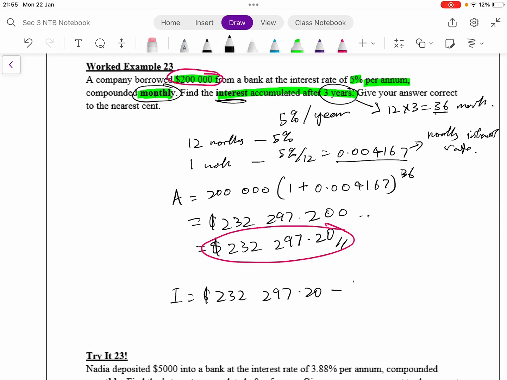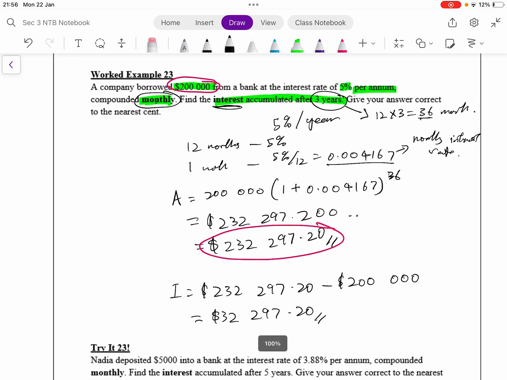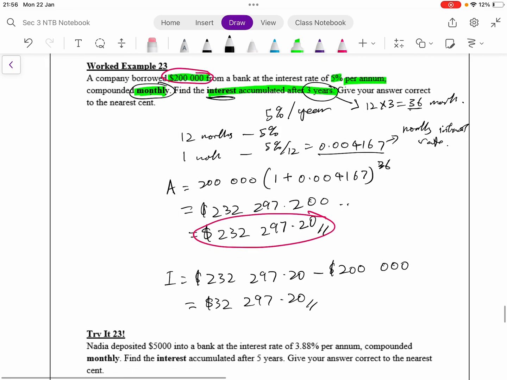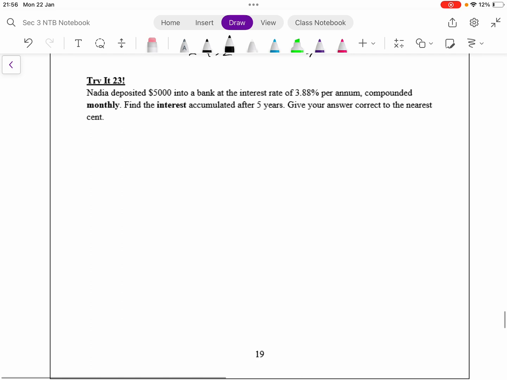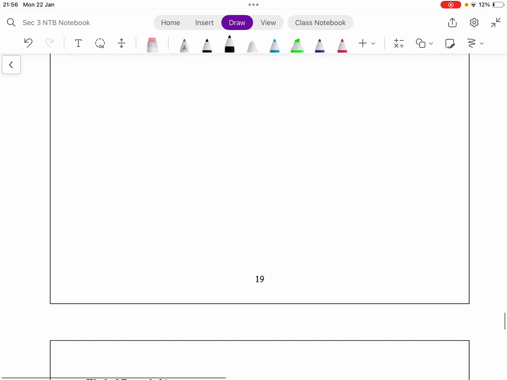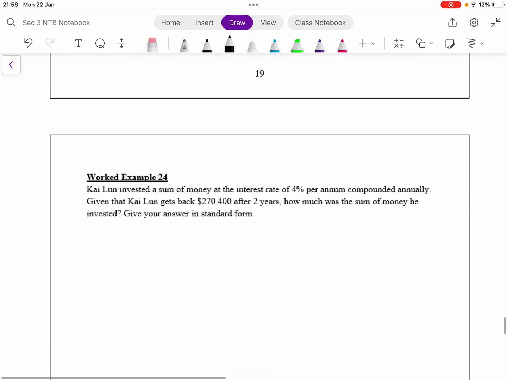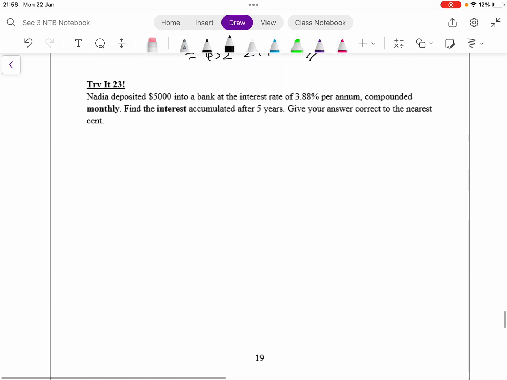232,297.20 minus 200,000. Your answer should be 32,297.20. Okay, so this should be your final answer. Okay, so try 23. Now, this is the last question we did. Oh no, this isn't. Okay, so try 23.